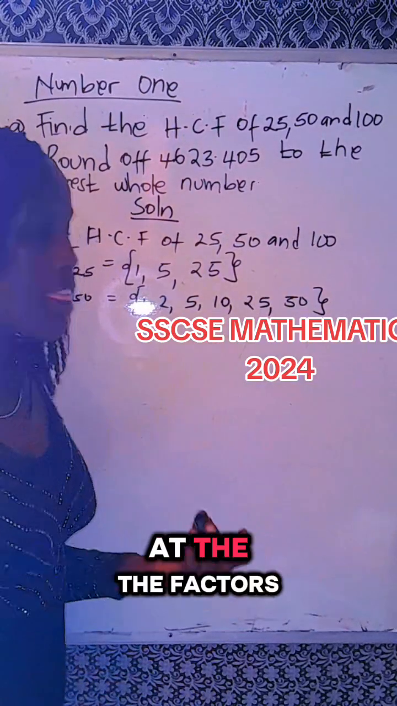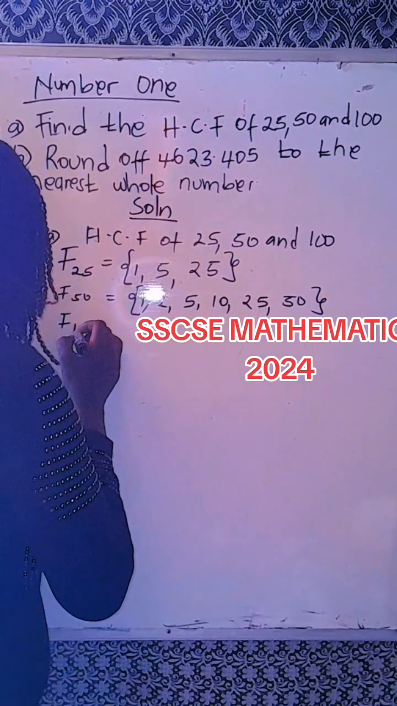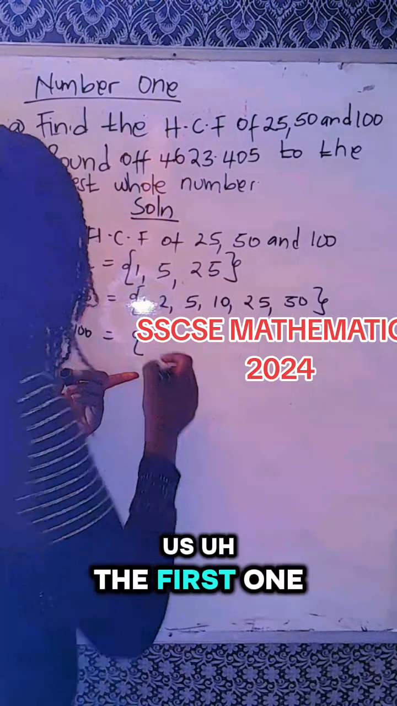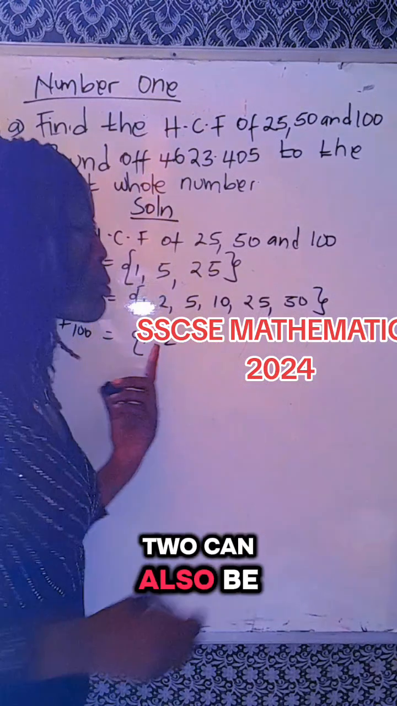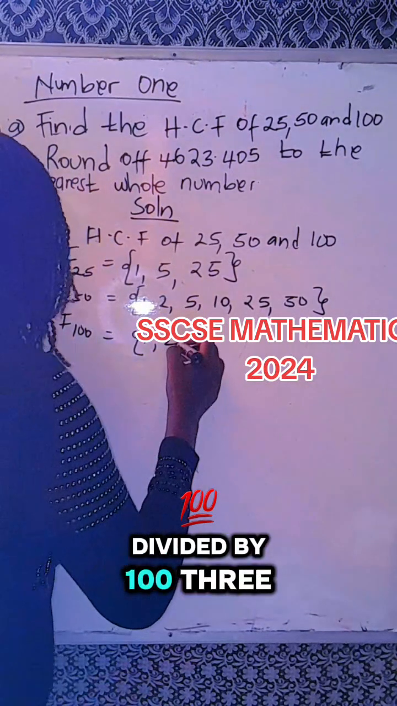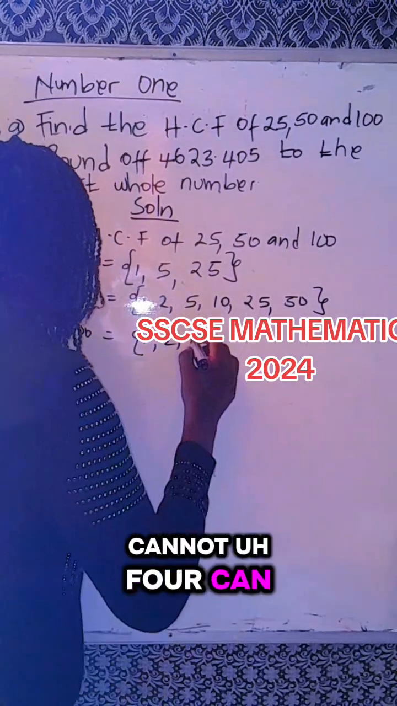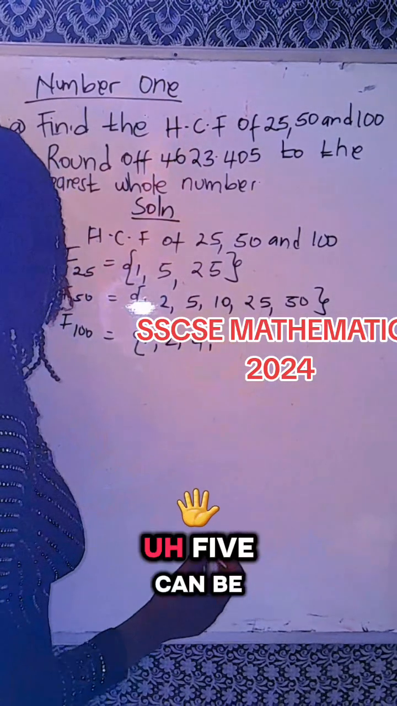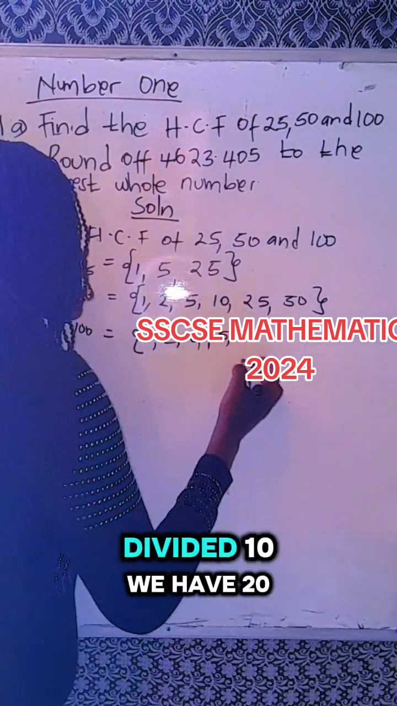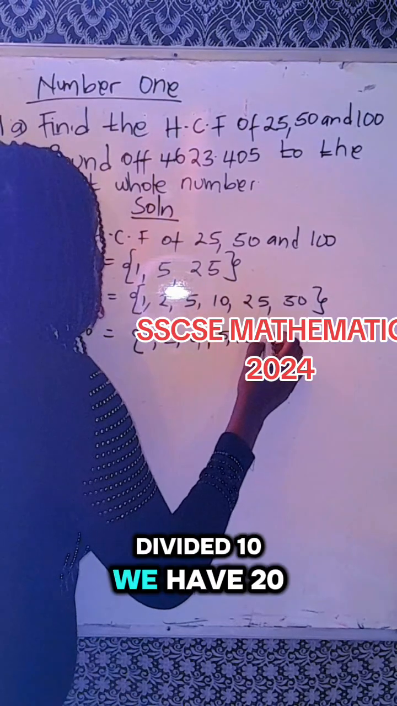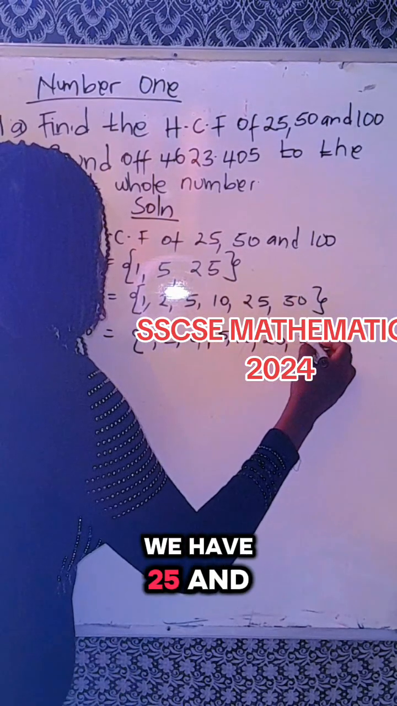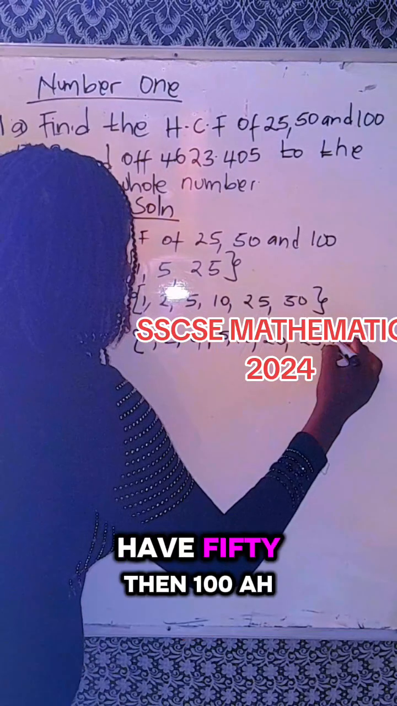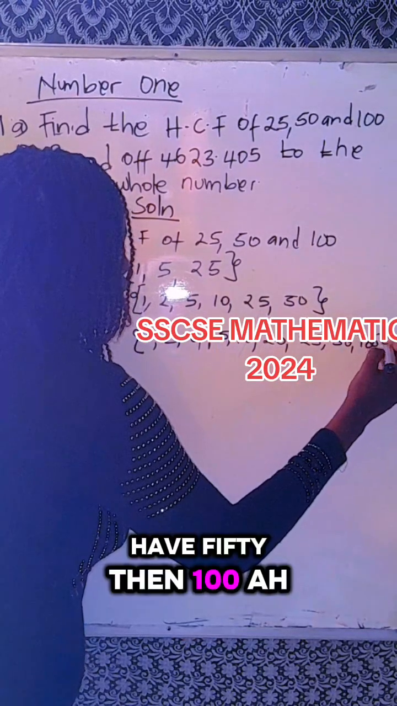Let's look at the factors of 100. The first one is 1. 2 can also divide 100. 3 cannot. 4 can divide 100. 5 can. Then 10, we have 20, we have 25, and also 50, then 100.